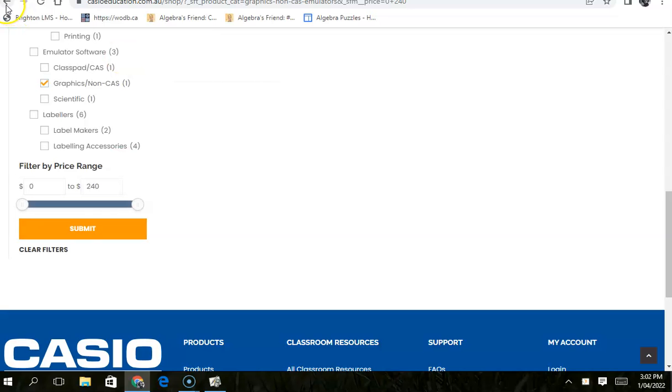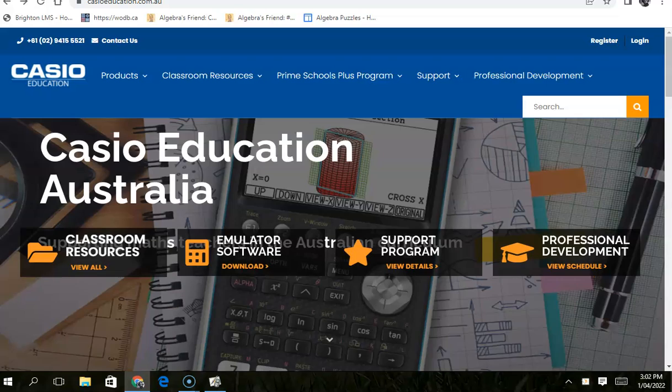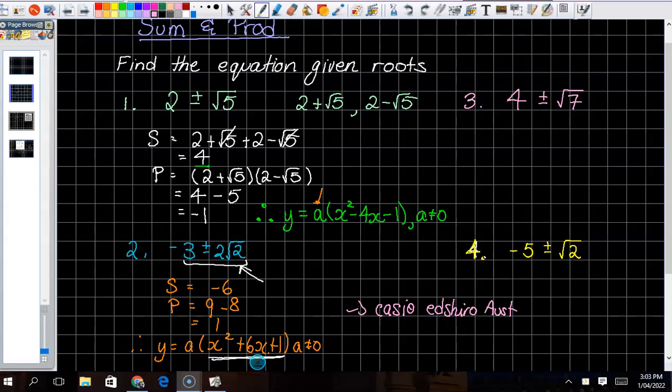Go back to the other one. Do 2, 3, and 4. Check yourself with your calculator that it works. And then open Daymap and have a look at we're doing the sum and product question 1 and 2, 1 and 6, although I think I changed my mind. We're going to go 1, 5, and 6.